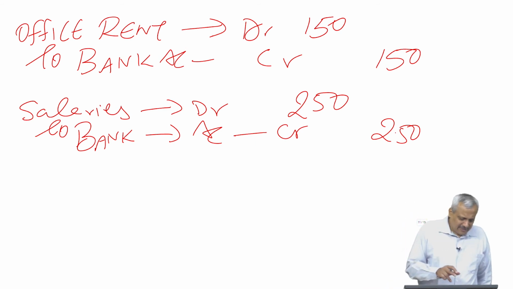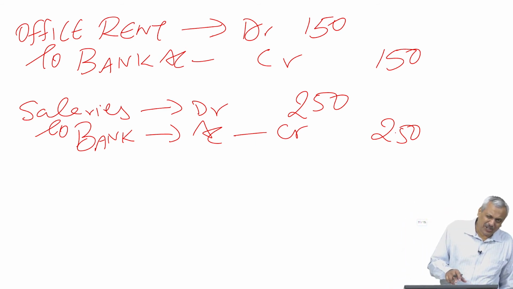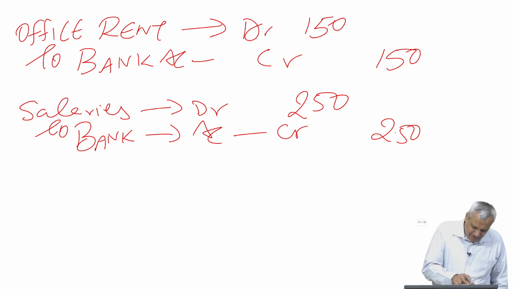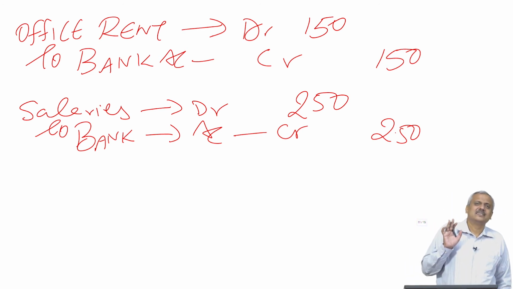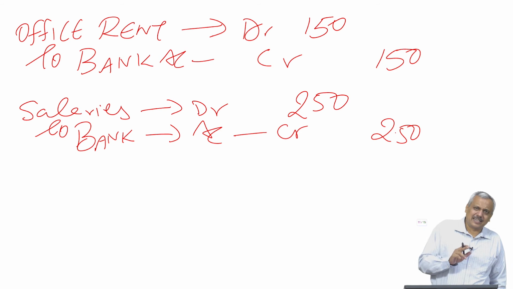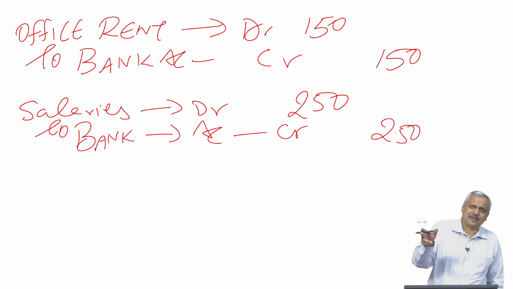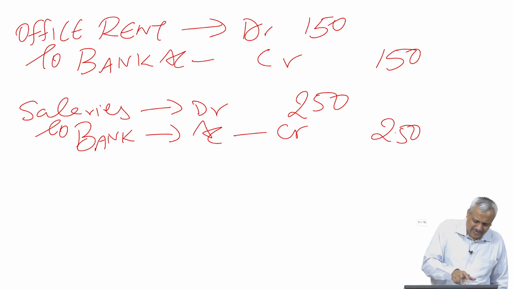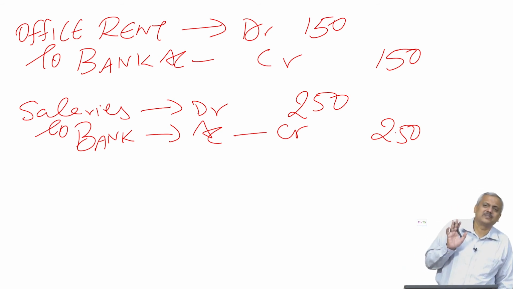That is, bank money, cash that is going out is an asset: debit what comes in, credit what goes out. What is going out I have recorded. Salary is an expenditure: debit all expenses and losses, credit all income and gain. What have I done? Salaries is an expenditure that I have debited $250.